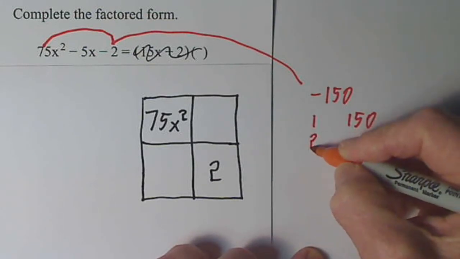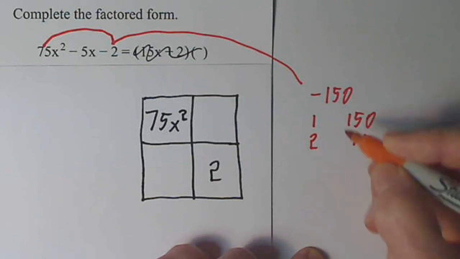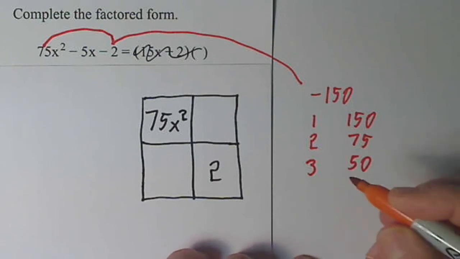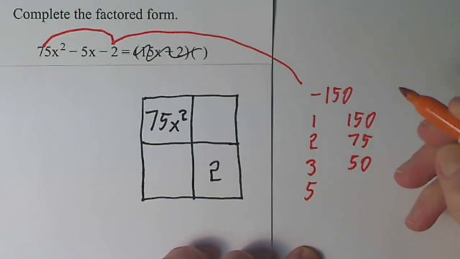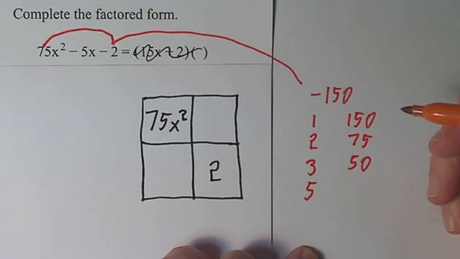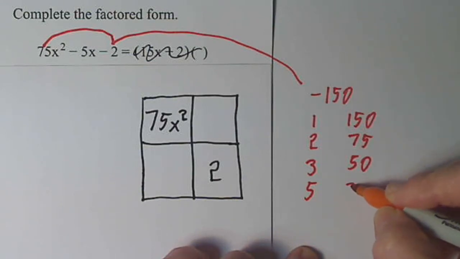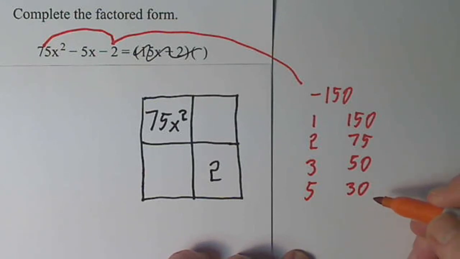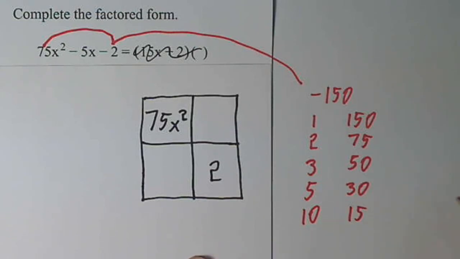1 and 150, 2 and 75, 3 times 50. 4 won't work because that's odd. 5 certainly goes in there. 30 times. 6 won't work. 7 won't work. 8 won't work. 9 won't work. 10 works wonderfully, and it goes in 15 times. 11 won't. 12 won't. 13, 14, and when we get to 15, we've already listed that. So we have all the factors here.